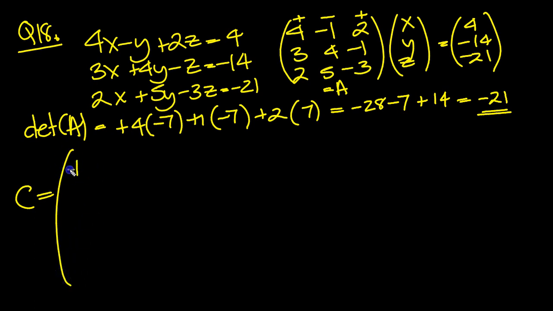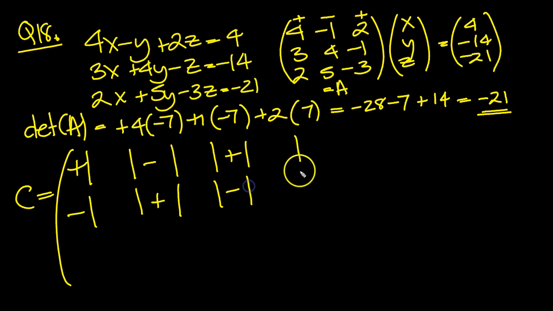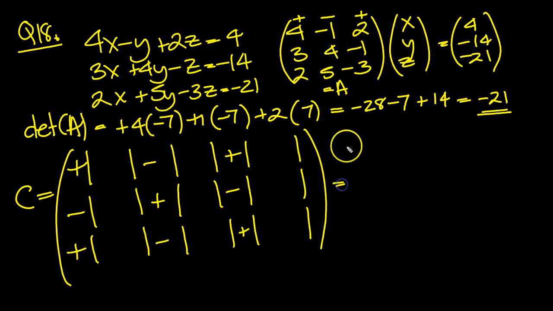So let's draw a matrix. Plus, minus, plus, minus, plus, minus, and then plus, minus, plus. Here's our template. Now all we need to do is put in the values. So what have we got for the first entry here? Cross out the row and column. We've got these 4: 4, minus 1, 5, minus 3. The next one, cross out the row and column. We're left with 3, minus 1, 2, minus 3.